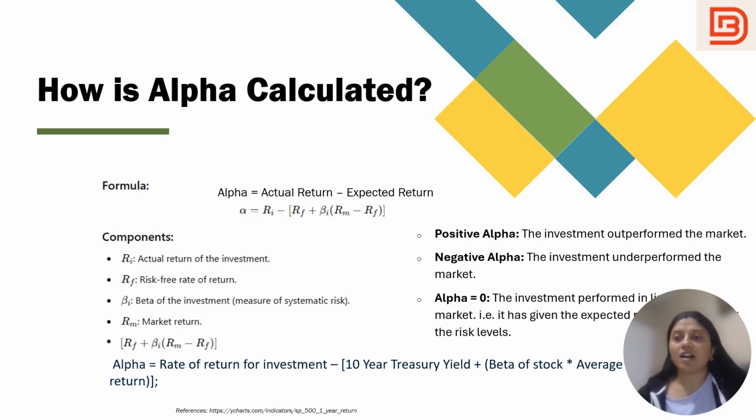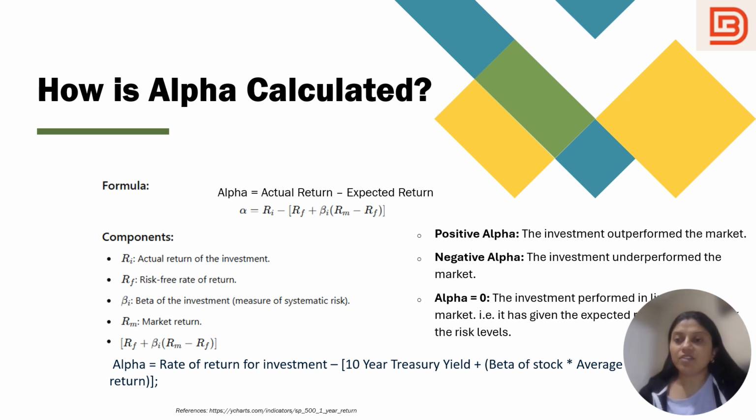As I mentioned, RF is the risk-free rate of return, and it is the rate of return on an investment where risk is zero. So theoretically, there is always some risk associated, but US Treasury bills are considered risk-free as they are backed by government. So in this formula, we can consider RF to be the rate of return for US Treasury bills, usually the 10-year Treasury yield rate that is used.